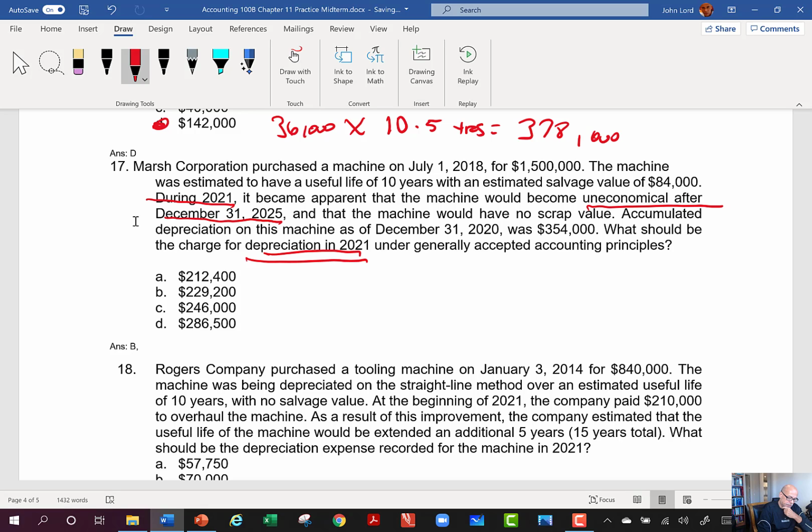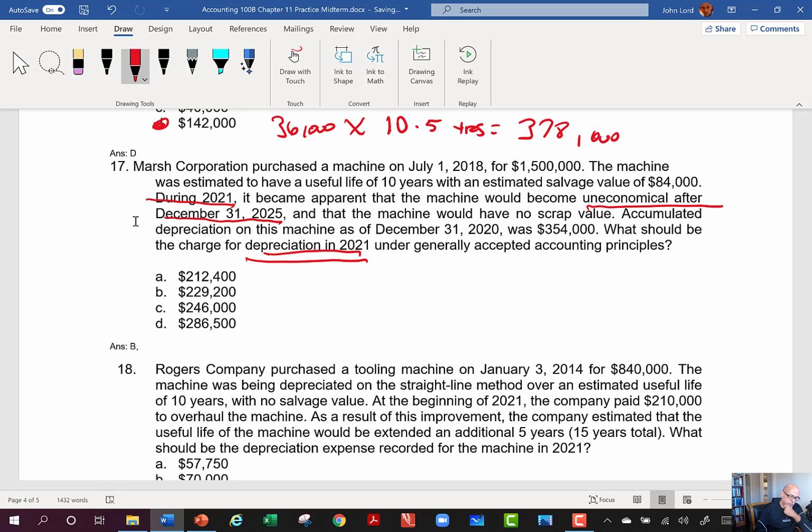Okay, so they tell me that it became apparent that the machine would become uneconomical. During 2021, it became apparent that the machine would become uneconomical after December 31st, 2025, and that the machine would have no scrap value. Accumulated depreciation on the machine at December 31st, 2020 was $354,000. What should be charged for depreciation in 2021?